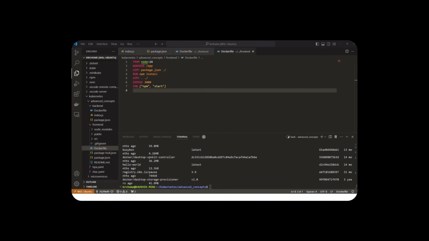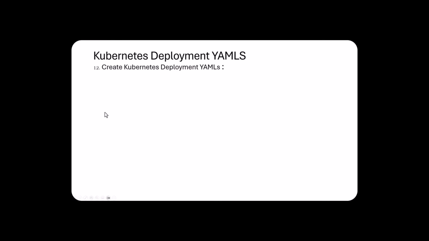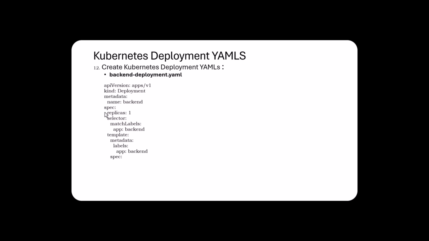Next, now I have to create the Kubernetes deployment YAMLs. First, the backend deployment YAML. This is the code, YAML markup. Now here, one thing that is very important is this single line of markup, imagePullPolicy: Never.